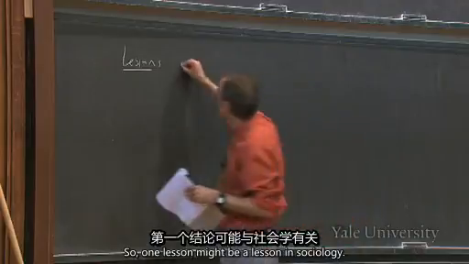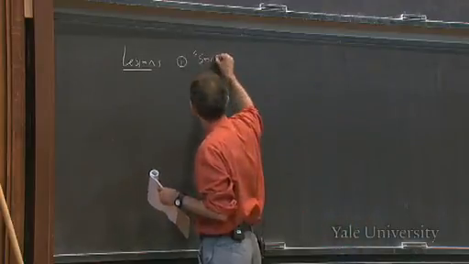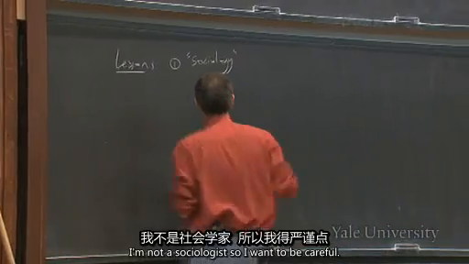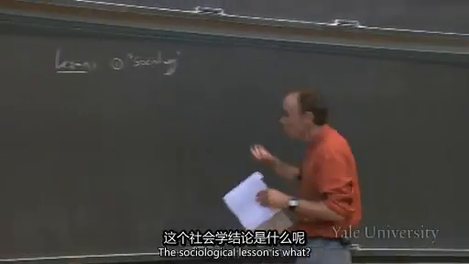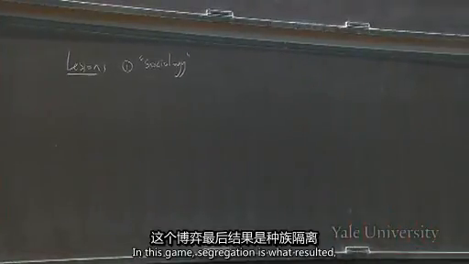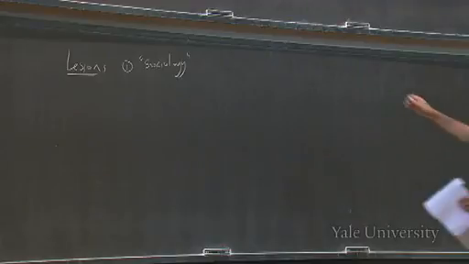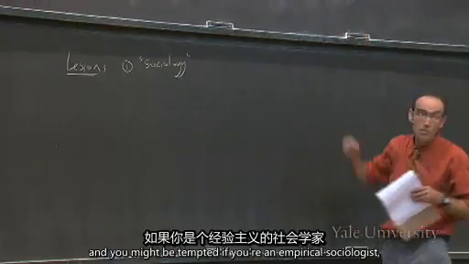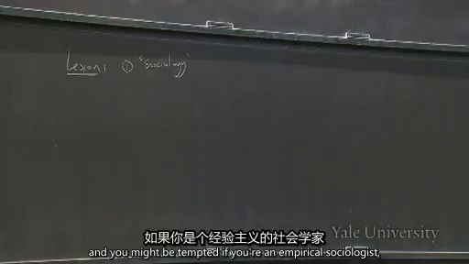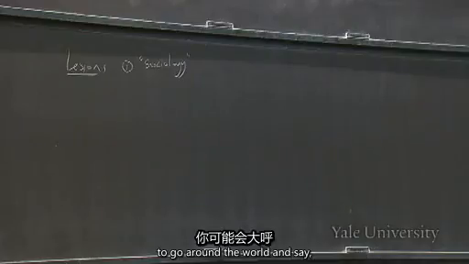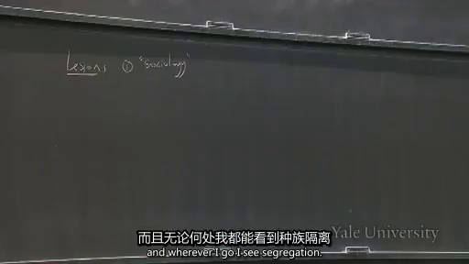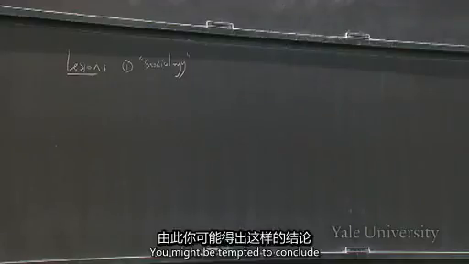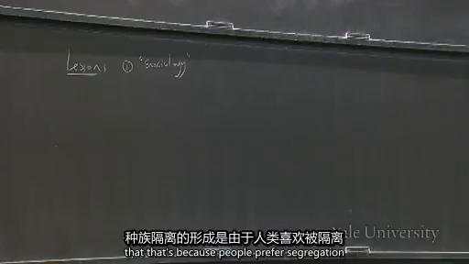So one lesson might be a lesson in sociology. I'm not a sociologist, so I want to be careful. I'll put it in inverted commas here. The sociological lesson is what? In this game, segregation is what resulted, at least in the stable equilibria. And you might be tempted, if you're an empirical sociologist, to go around the world and say, look, I see segregation everywhere. I've gone from country to country, from society to society, and wherever I go, I see segregation. You might be tempted to conclude that that's because people prefer segregation.